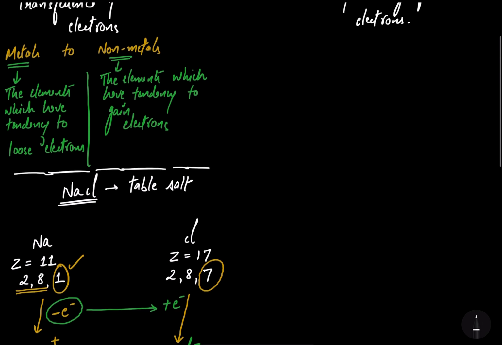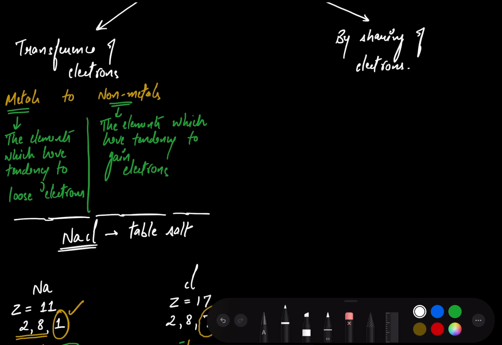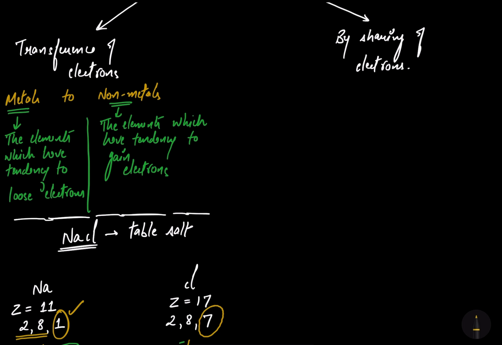So that's all about the transference of electrons. Now let's talk about the sharing of electrons. Sharing of electrons always takes place between one atom of non-metal with another atom of non-metal.